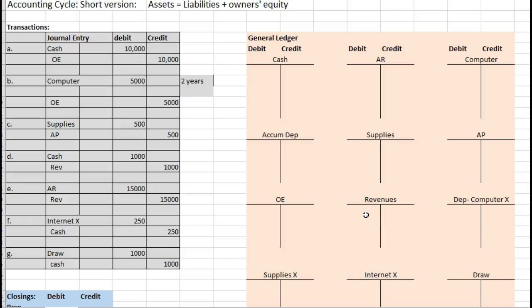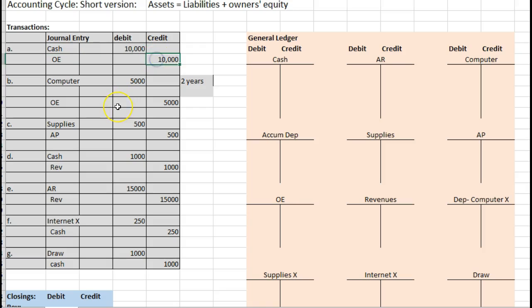Okay, this is a basic accounting cycle, short version. I've done some of the transactions and the journal entries, but I want you to see the process as it goes. So, here are transactions that started the business. We have the owner donating or investing $10,000.